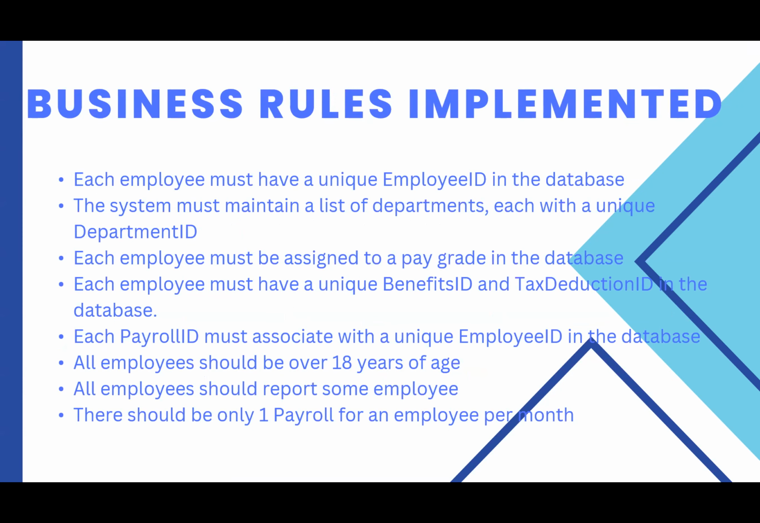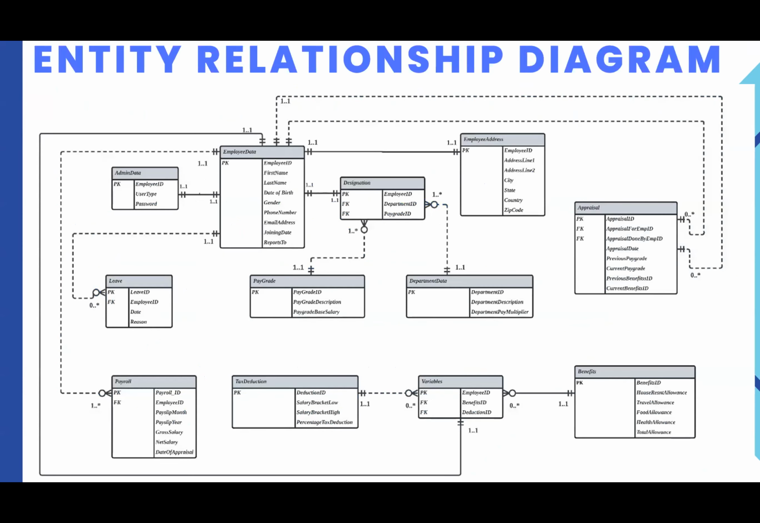Next, Uday will take over. So here is our entity relationship diagram. The employee data entity is the main one, and the other entities take references from the attributes of the employee data. Coming to the employee address entity, all the attributes and the employee ID attribute are referenced from employee data. Similarly, the designation, leave, and pay grade tables are all interlinked with references from the employee data table.